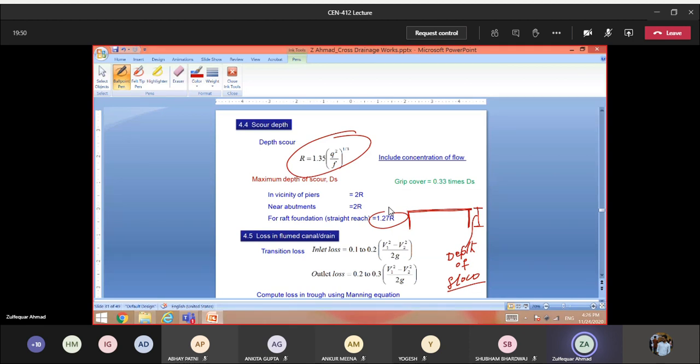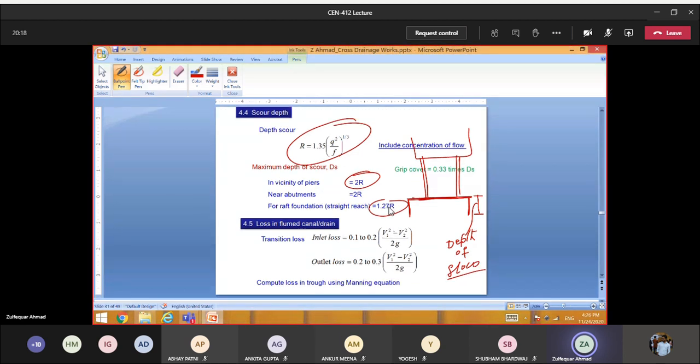For the raft here we are taking 1.2R, and for the bridge pier, it is 2R, because once you are providing the canal above this, all the assembly will be on the pier. Once that is on the pier, the scour depth you have to take is 2 times R, but in that case the raft is not being provided.